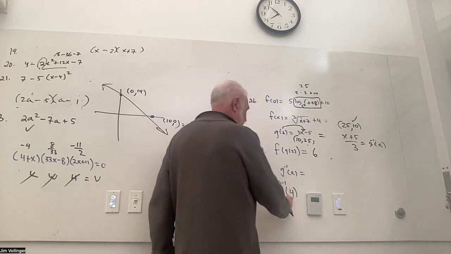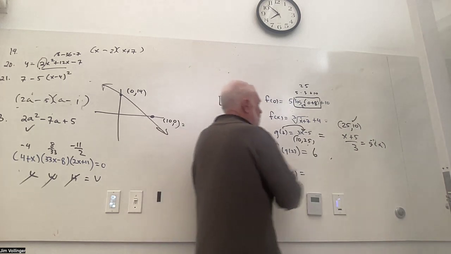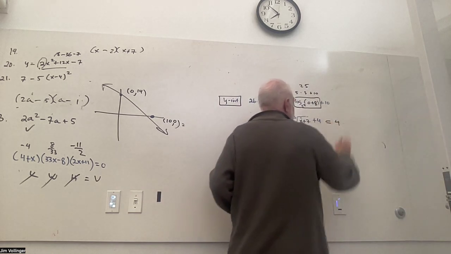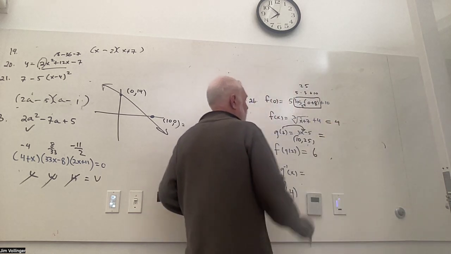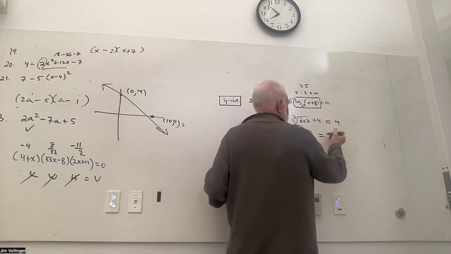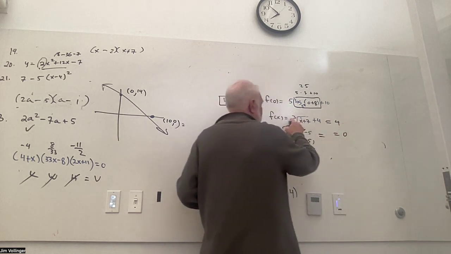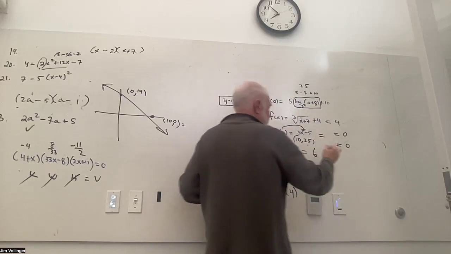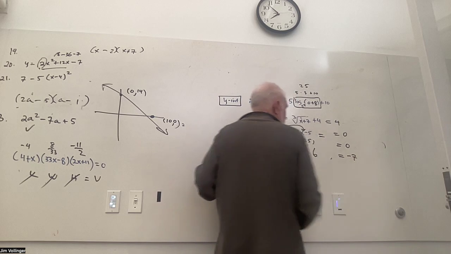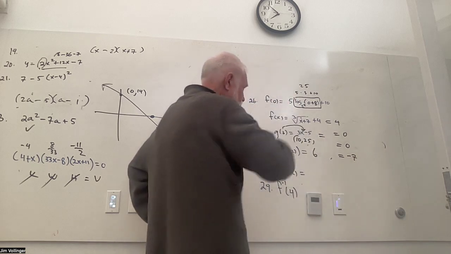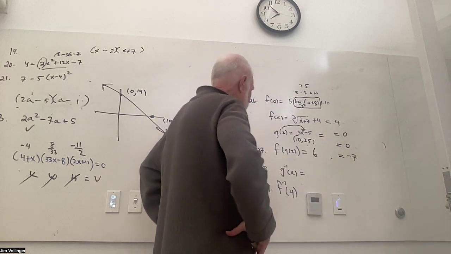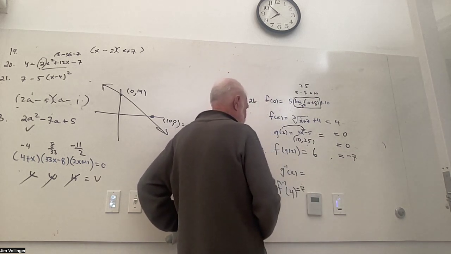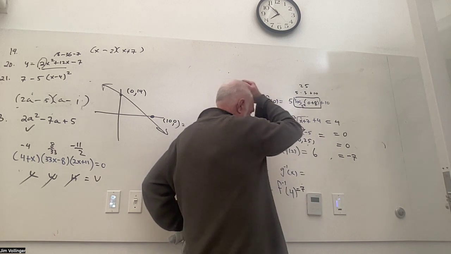f inverse of 4. This is the output of the original f function, so I'm going to take a shortcut. I'm going to set it equal to 4. So I have to subtract 4, which gets me 0. I take 0 and cube it, which still gives me 0. And I have to subtract 7. So f inverse of 4 should get me negative 7, which means that f of negative 7 should get me 4.